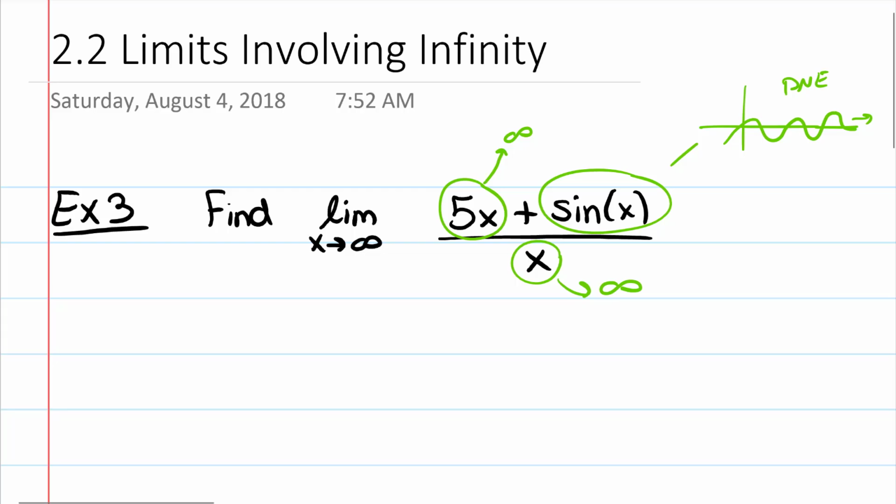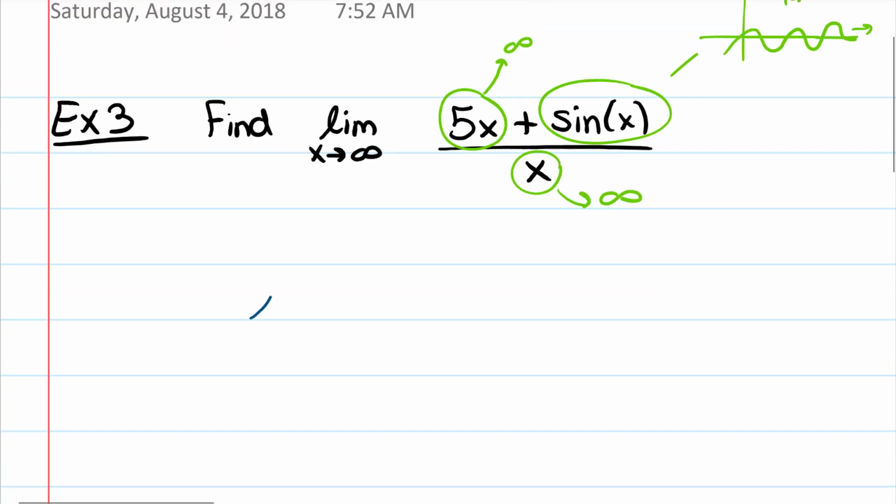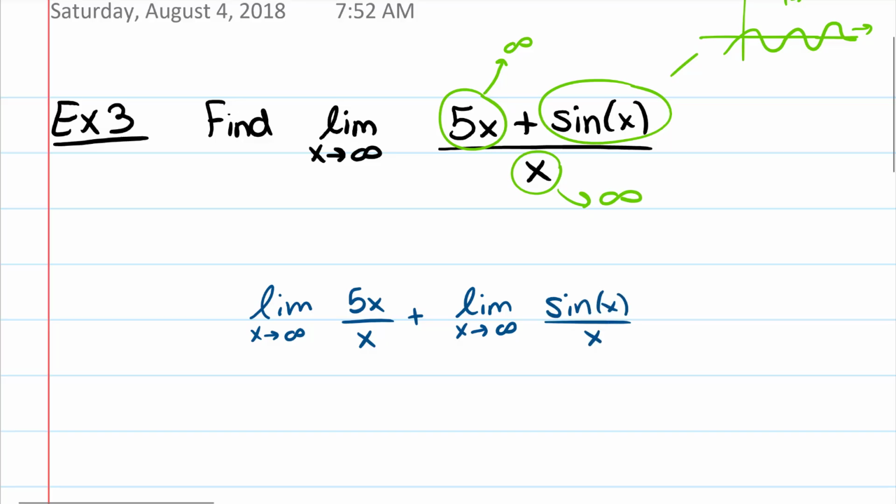So what we're going to do is a little bit of algebra to determine this limit. So we get that this is the limit as x approaches infinity, and I'm going to separate the fractions, so I get 5x divided by x plus the limit as x goes to infinity of sine of x divided by x. Now we know that this limit right here goes to 0 from the last example.